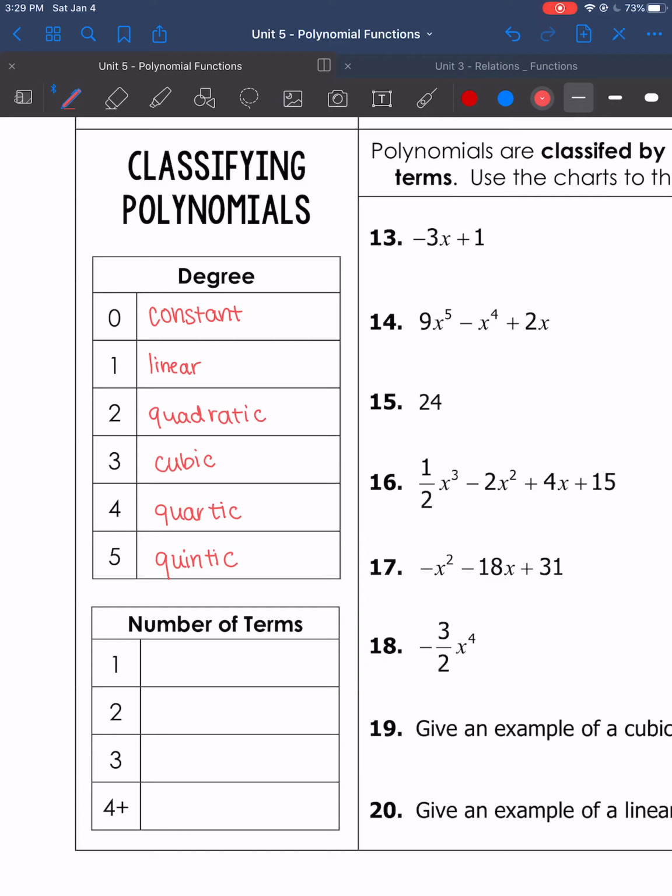So, number of terms. If there's one term, it's a monomial, like we talked about. If it's 2 terms, you write a bicycle, so it's binomial. If there's 3 terms, you write a tricycle, or you did when you were a little kid. So it's called a trinomial. And then if there's 4 or more terms, we call it a polynomial.